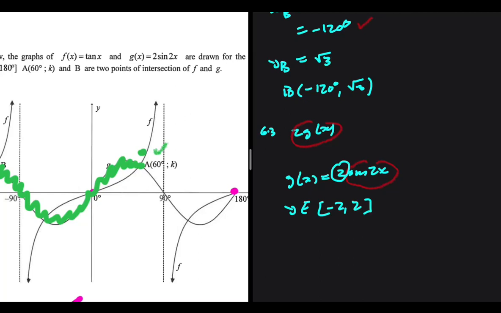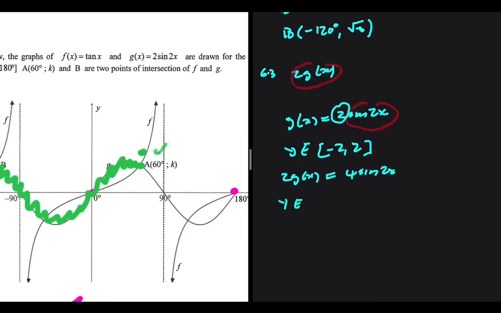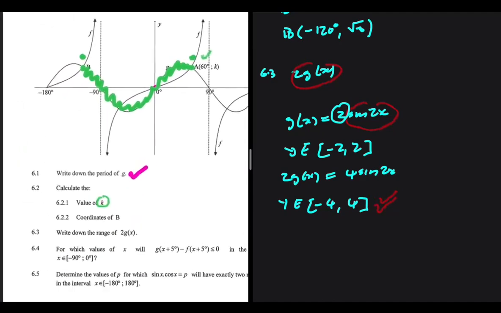So if we're looking at the range of 2g of x, which will be equal to 4 sine of 2x, then the range y will be an element of minus 4 to positive 4. And this right here is the range of 2g of x. We just multiply the range of g of x by 2. You can always use this technique with any other question that is looking for the range. You find the range for whatever function you're given, and then if it is 3 multiplied by that function, then you just multiply the range by 3. That is 6.3. Let's go ahead and take a look at 6.4.